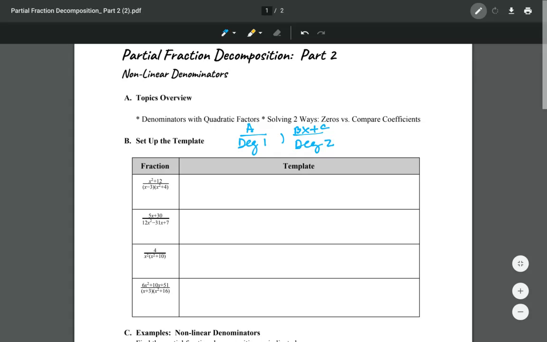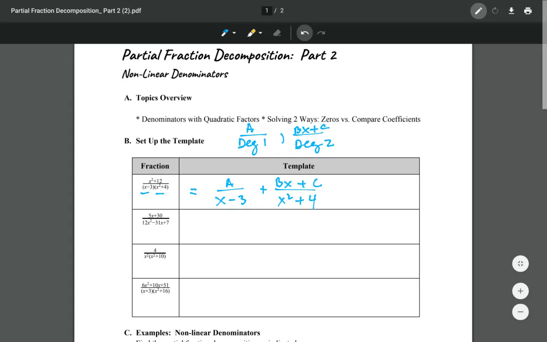So in this first one, it's already factored for us. My factors are irreducible. I can't factor them any further. So I'm ready to set up the template. I've got a linear denominator, x minus 3. So that needs a constant numerator, A, plus that x squared plus 4. That's the sum of squares, can't be factored further. So that one needs a linear, so Bx plus C.